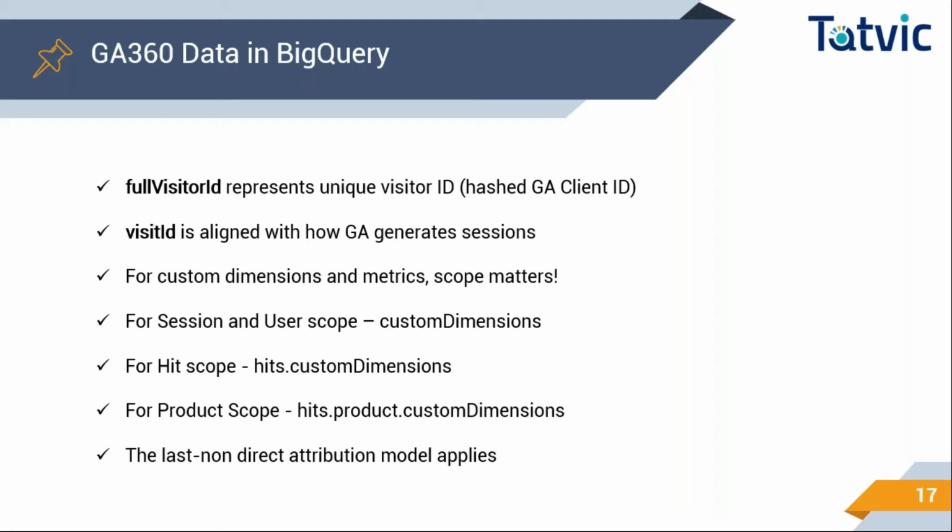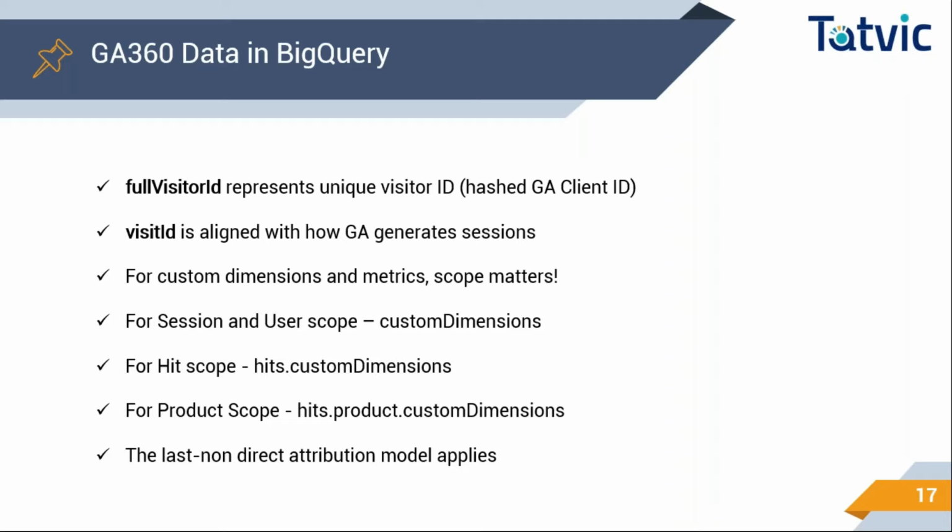For custom dimensions and metrics, again, scope matters, as it does in Google Analytics. To access user scope or session scope custom dimensions, the field name is custom dimensions, so it would be custom dimensions.index or custom dimensions.value. For hit and product scope, the fields are different: hits.custom dimensions, and for product scope it is hits.product.custom dimensions. So basically, the different custom dimensions have different scopes in BigQuery.